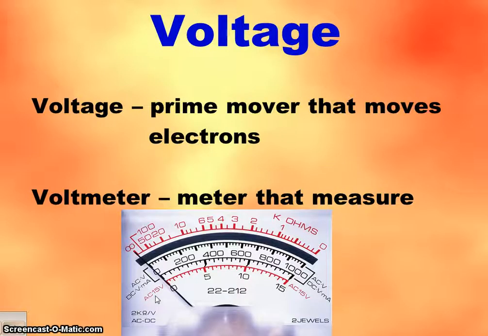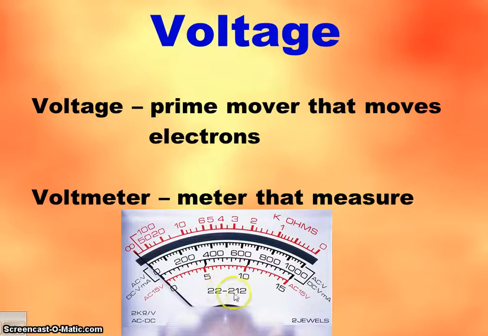Okay, voltage. Voltage is a prime mover. That means it's the thing that moves the electrons. Remember, we talked about that a little bit before. Those electrons are not going to move unless somebody's pushing them, and it's the voltage that pushes the electrons. The meter that measures the voltage is called a voltmeter. That's pretty simple. All right, makes a lot of sense.